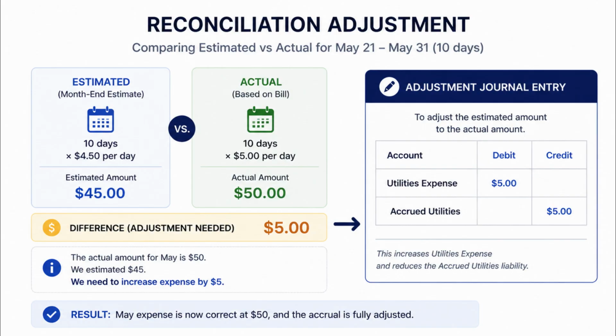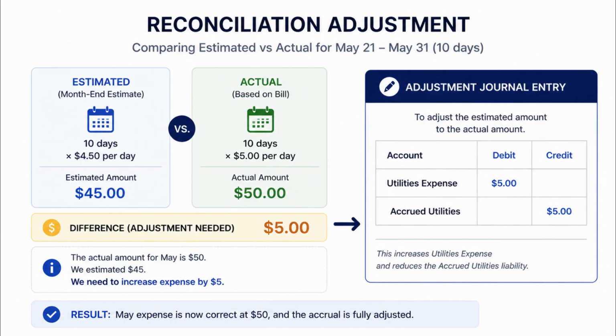Now we compare our estimate, which was $45, to the actual, which is $50, and the difference is $5. So the actual usage was more than our estimated amount, but not by much. The journal entry that we need to use is to increase the utilities expense by $5, and we need to credit our accrued utilities for the same $5.